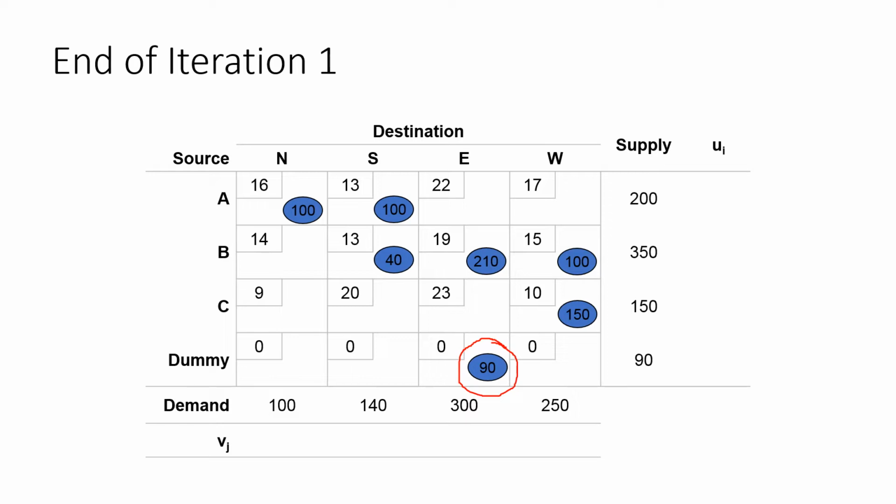To figure that out, I have to repeat the calculations for all the ui's and the vj's, those multipliers, and then also recalculate the c prime ij's for all the non-basic variables, and then figure out if there's any more positive c prime ij's left, then the problem is not optimal. If all the c prime ij's are negative, then the problem becomes optimal. So let's recalculate those multipliers.